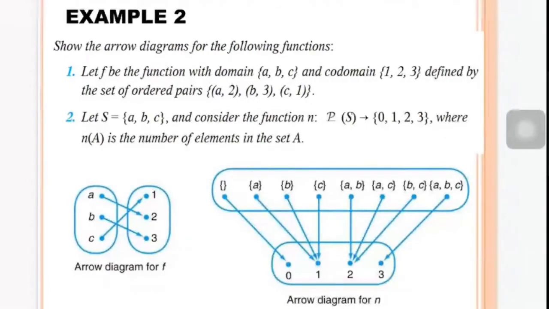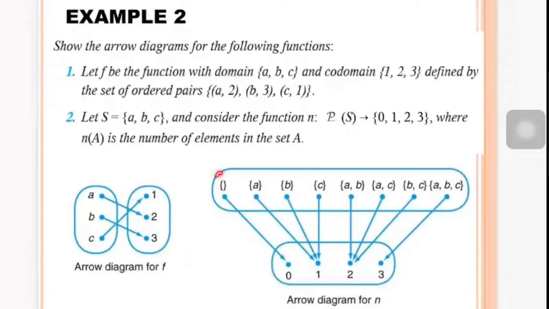Another example: let S be the set A, B, C, and the function N from S to 0, 1, 2, 3, where N is the number of elements. This is your domain here, and this is your codomain.